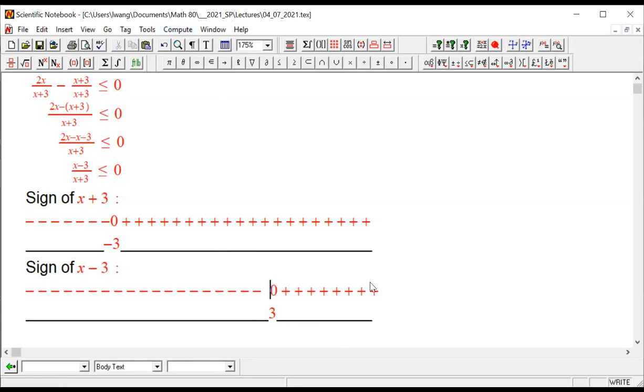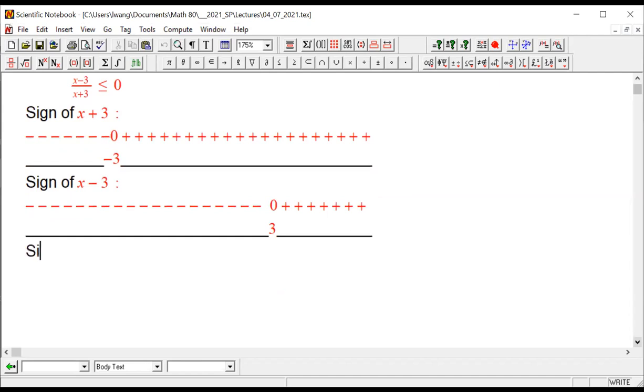So it's not that terribly difficult, is it? And last but not least, the sign of the quotient. Be reminded that we want to guarantee this quotient is less than or equal to 0. So I have two places where a sign change could take place. One is at -3, right? And the other place is at +3.